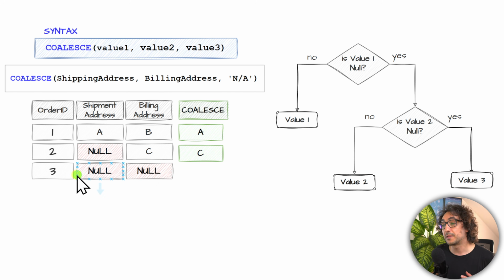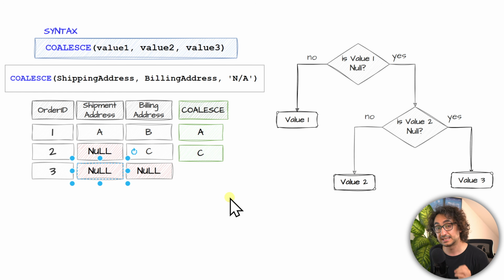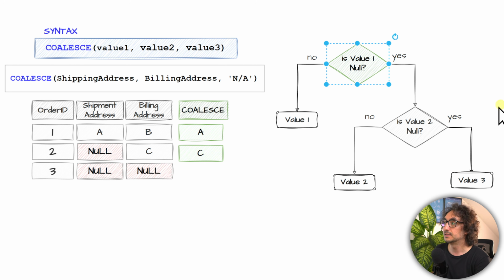So now let's move to the third order. SQL is first gonna go and check the shipping address. Is it null? Well, yes, it is null. So that's why SQL is gonna go and start checking the second value.